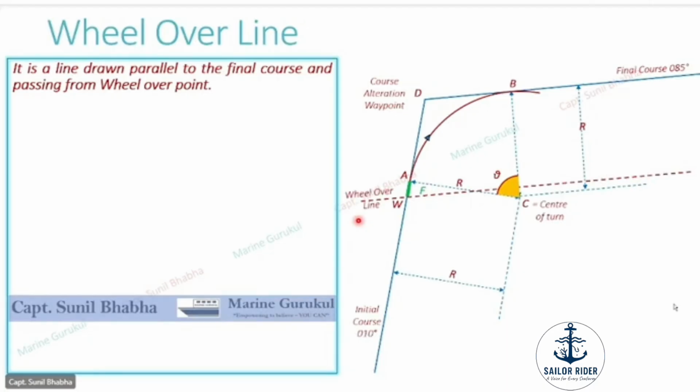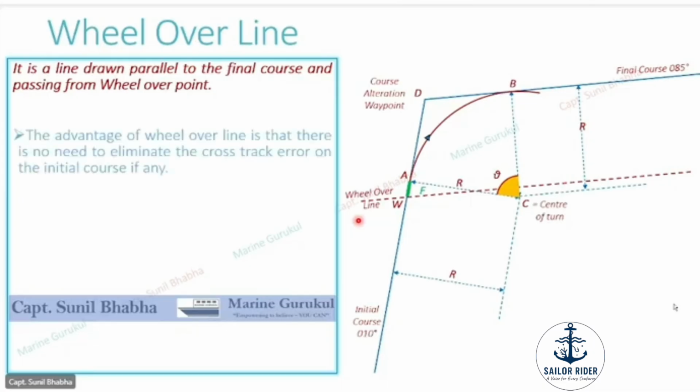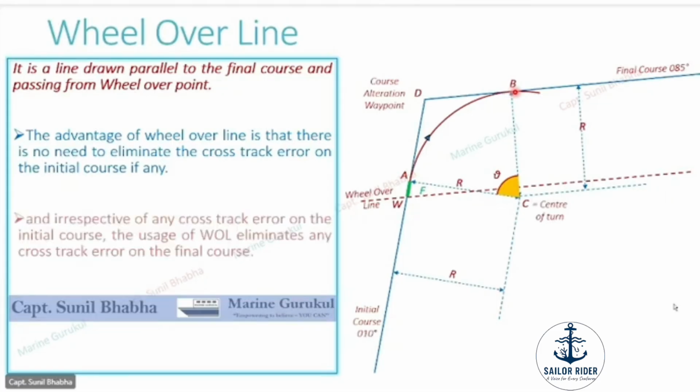Now let us understand the importance of this wheel over line. In case we have a cross track error while we are moving on the initial course, the advantage of the wheel over line is that there is no need to eliminate this cross track error on the initial course, and we will still be able to reach our final course with a 0 cross track error. So irrespective of any cross track error on the initial course, the usage of the wheel over line eliminates any cross track error on the final course.